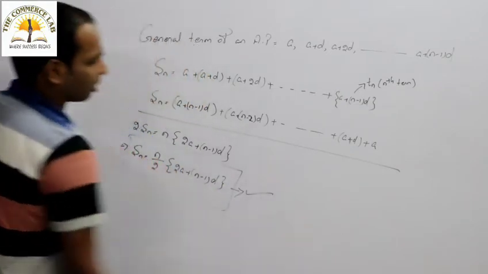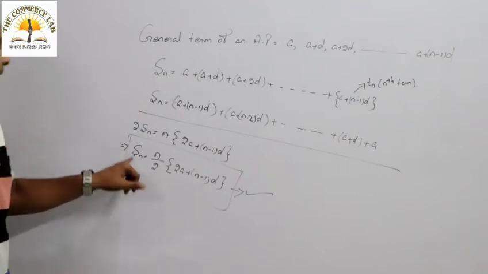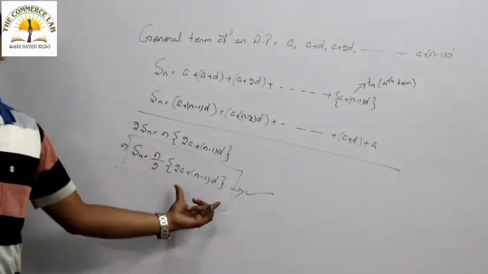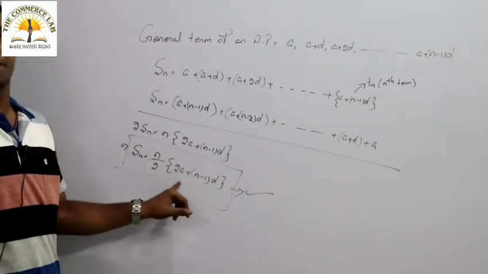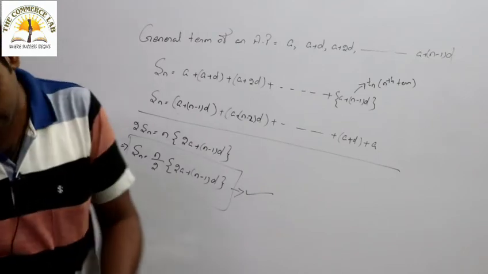So this is another formula to find out Sn of n number of terms of an AP. We will directly use the formula Sn equal to n by 2 into 2a plus n minus 1 into d. Okay, fine.